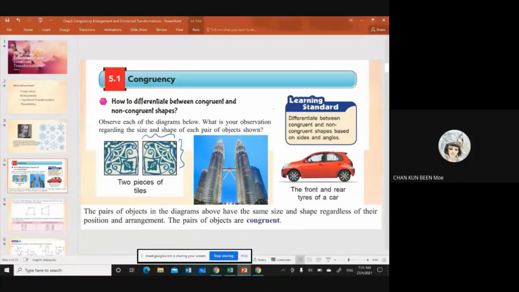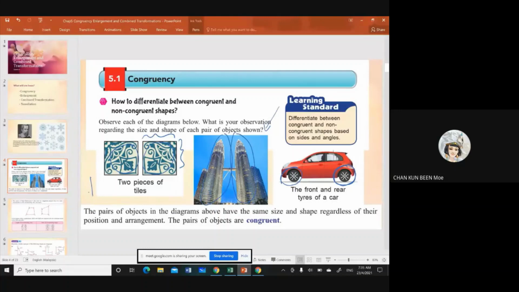So we move on to the next picture over here. This is the KL Twin Towers. So we can see they also have the same shape and size. And then the last one over here, the front and rear tires of a car. So this is the front tire. This is the rear tire. Rear means the one at the back. So they are also the same, right?